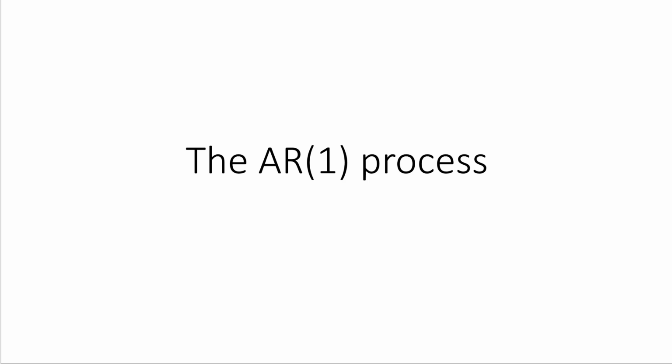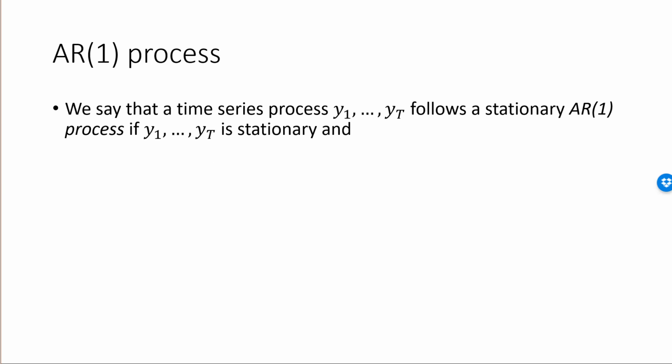This lecture is about the AR1 process, the autoregressive process of order 1. So here's the definition of AR1. I have a time series process going from Y1 to YT, and we will say that this process follows a stationary AR1 process if these Y1 through YT is a stationary process and YT is determined as follows.